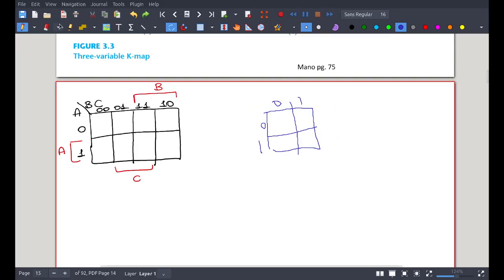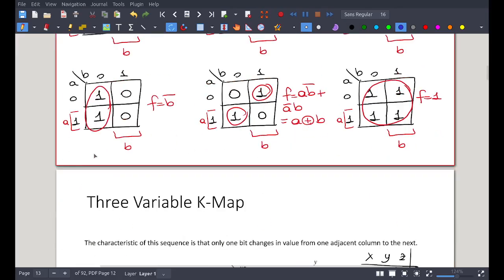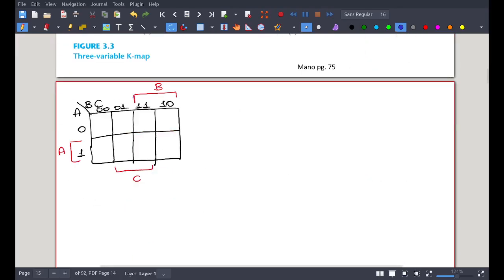So when we have three values, we make a square of 8, as you can see here. We put A on one side and we put BC on the other side. So if it's XYZ, we can say X on one side and YZ on the other side. So we write 0 and 1 like before. For A, we put 0 and 1, and for BC, we put two values: 0 0, 0 1, 1 1, and 1 0. You might think it makes more sense to say 0 0, 0 1, 1 0, and 1 1.